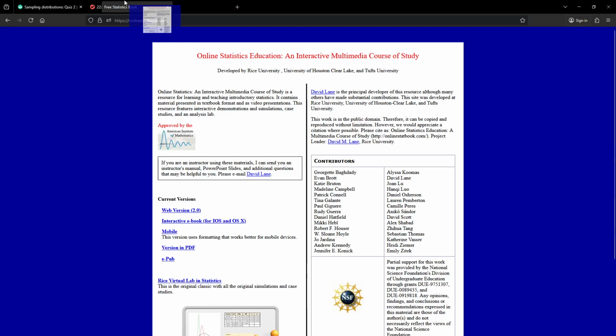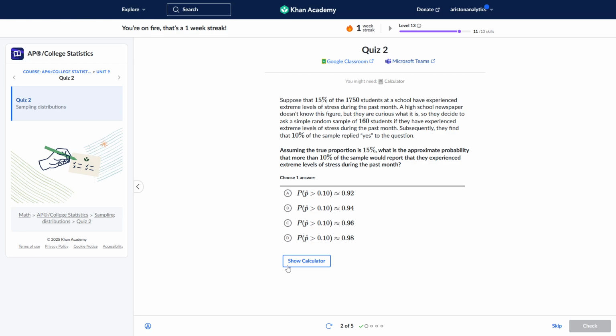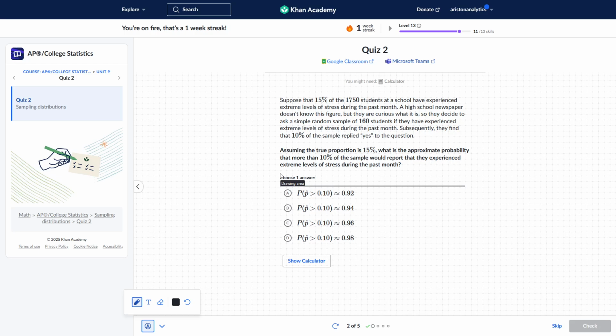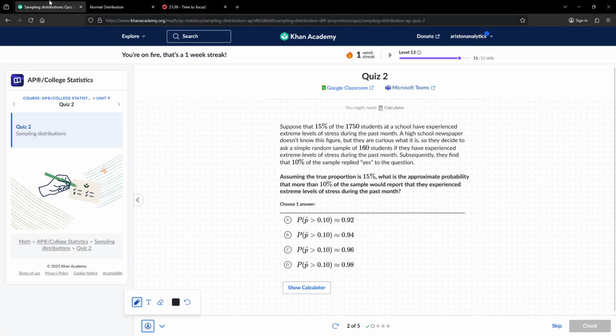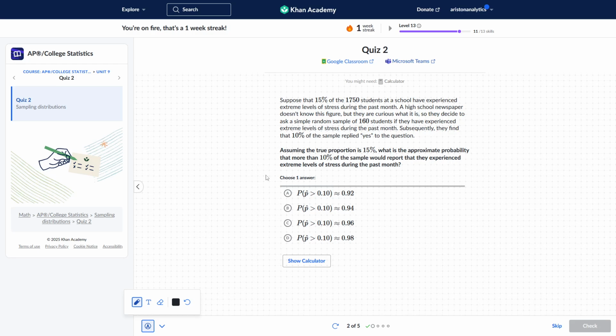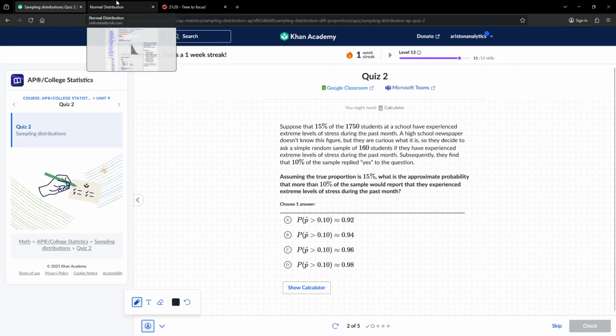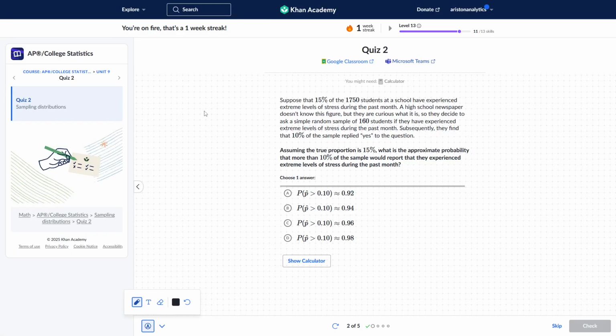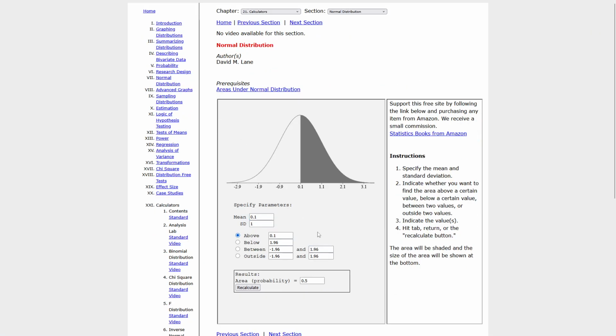How do we do this one again? Okay. Let's not give up just yet. Show calculator. Okay, let's fill in what we know. Above 0.1. The mean is 0.1. More than 10% of the sample would report. Okay, now I'm confused.